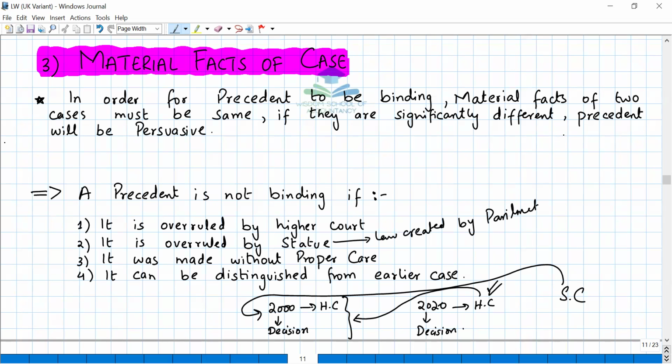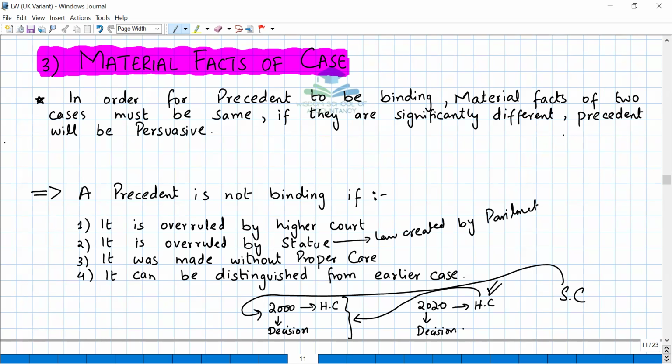For example, 10 years ago, a person murdered someone. There was a 36-year-old man who killed someone. Now today, let's say in 2024, there was a 7-year-old boy who also killed someone. Will the decision made by the judge at that time be a precedent for this case? No, right? Because the facts are different. So if the facts of the two cases are different, then the previous judge's decision is merely persuasive. It is not binding. Okay, clear?